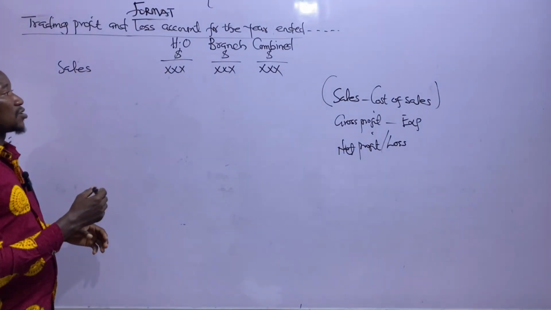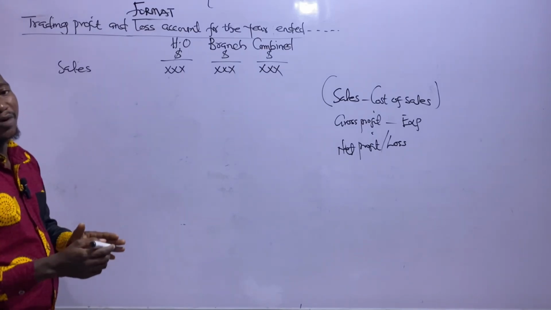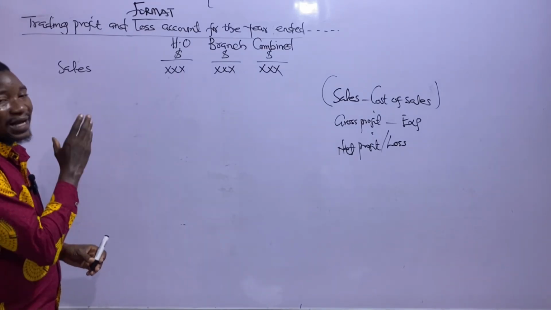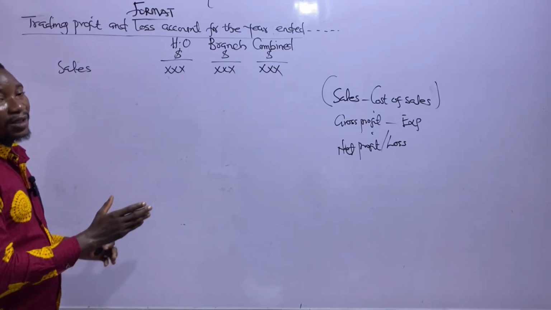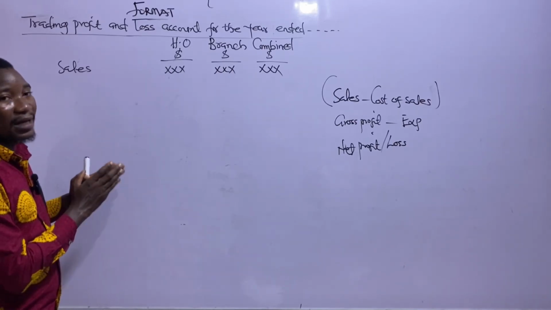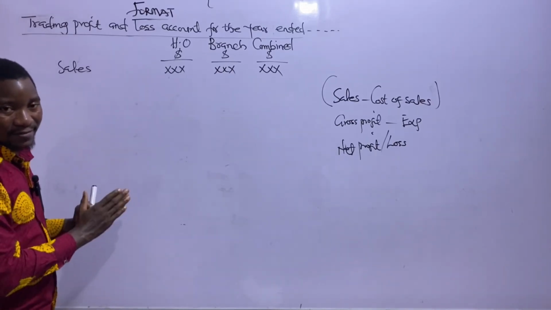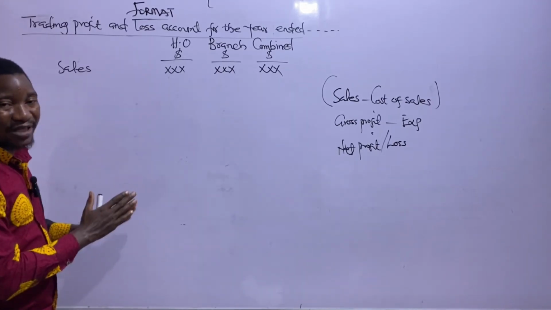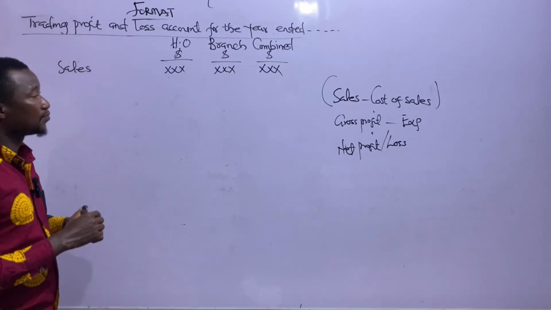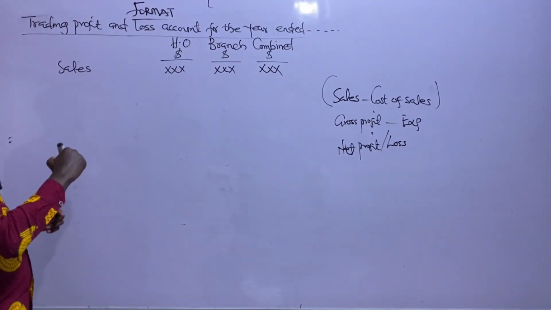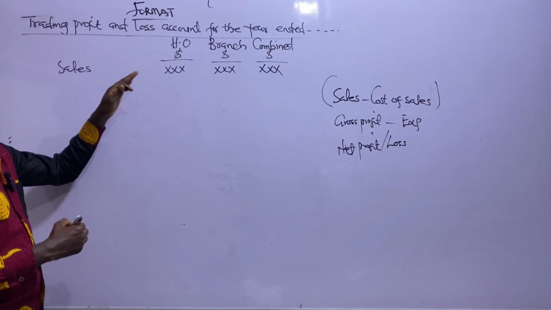One other thing I would like to talk about is goods sent to branch. Wherever goods are sent from the head office to the branch, the head office considers those goods sent to branch as sales, because the branch is a separate entity. I hope this is clear. So the goods sent to branch form part of the sales of the head office.